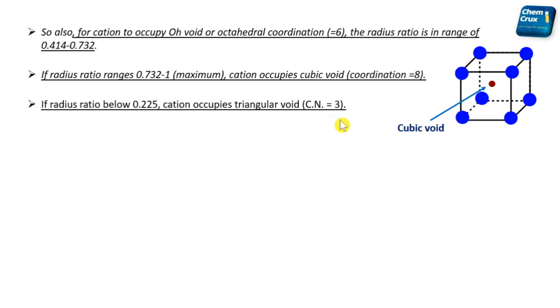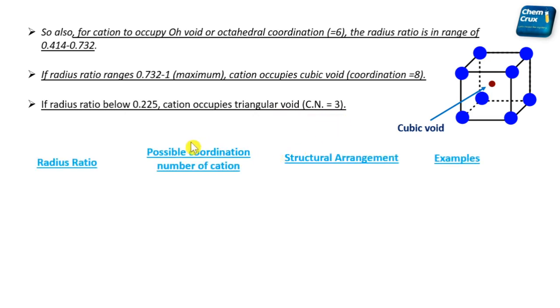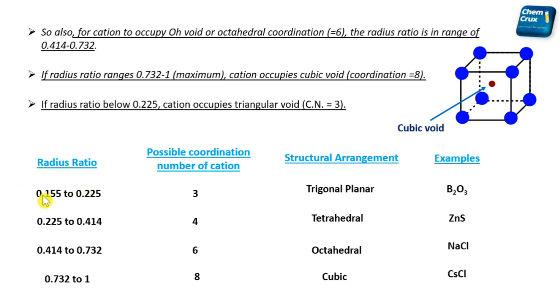So this is the table which describes the relation between radius ratio and coordination number. If the radius ratio value lies in this range, coordination would be 3 and arrangement would be trigonal planar. If the radius ratio value lies in this range, coordination would be 4, arrangement would be tetrahedral. If the radius ratio value is this, then coordination would be 6 and arrangement would be octahedral. And if the radius ratio value lies in this range, then coordination would be 8 and arrangement would be cubic.